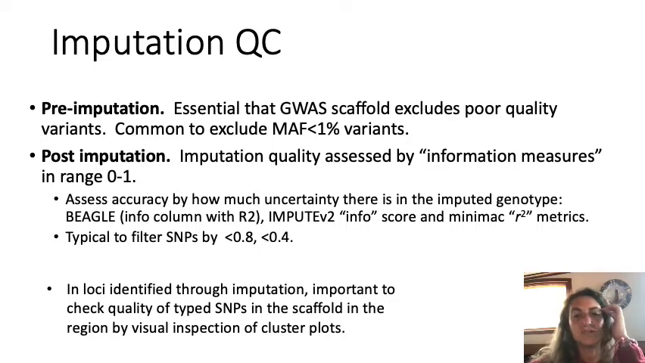It's important to check quality of typed SNPs in the scaffold in the region, also by visual inspection of cluster plots. And you may also want to produce quality plots per chromosome, varying by minor allele frequency strata and position on the chromosomes.